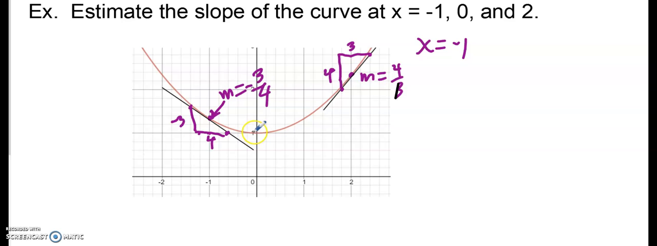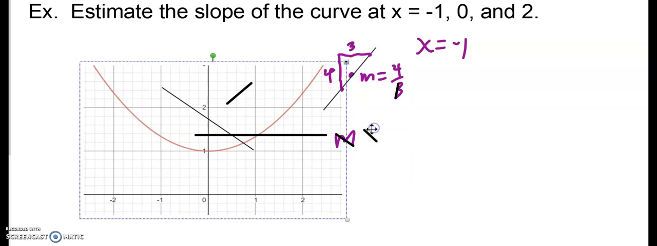And then lastly at 0, well again, if you look at that example, it looks like my tangent line would just be a horizontal line, wouldn't it? Yeah. So if I came in like that, well, what's the slope of that line? It's 0. Okay? And I think you get it.